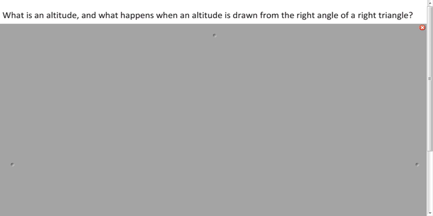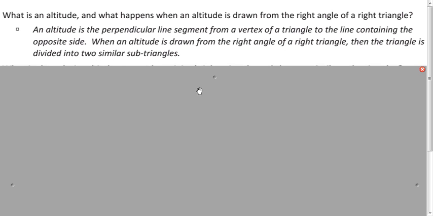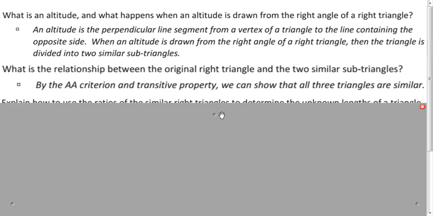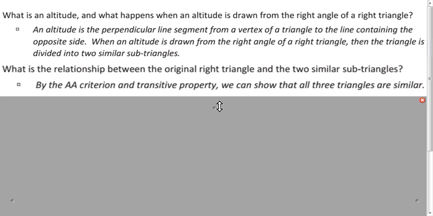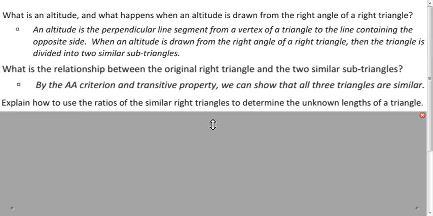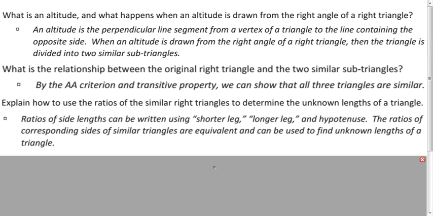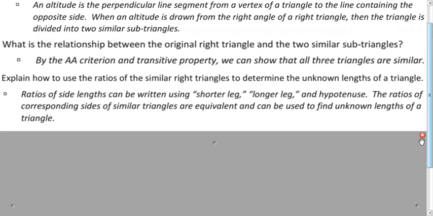Got a few recap questions for this lesson. What happens when we draw an altitude from the right angle to the hypotenuse? We end up with similar triangles. What's the relationship between the original triangle and the two similar ones? By angle, we show that they're similar. And how can we use the ratios to find the missing lengths? We read our tables, and we use that to write our proportions.